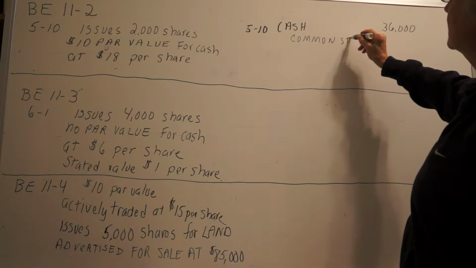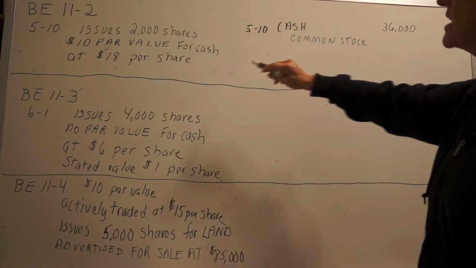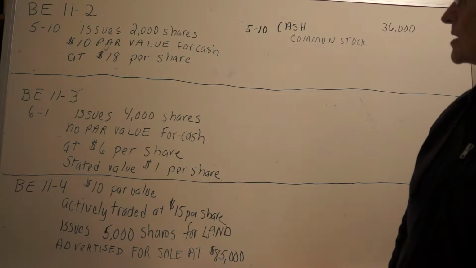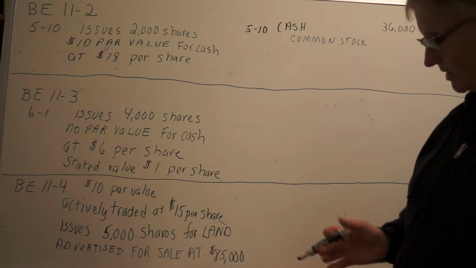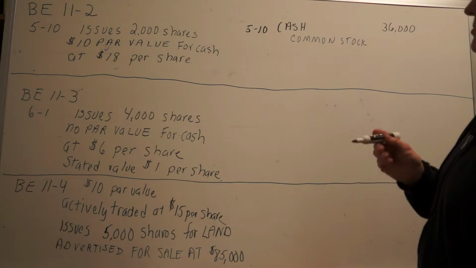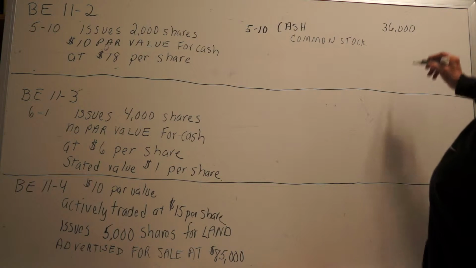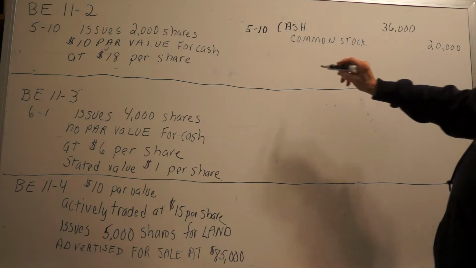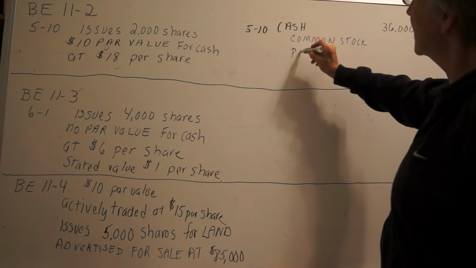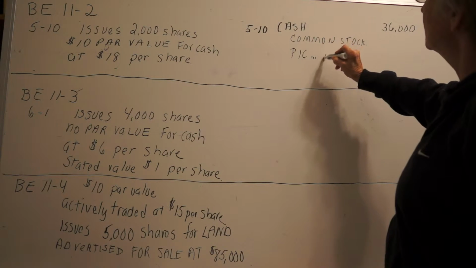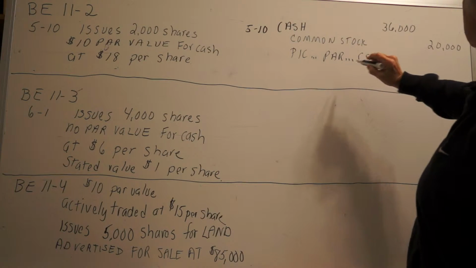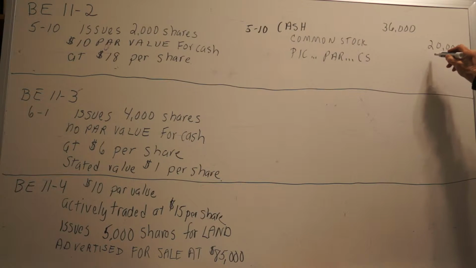and the common stock, you notice, has a par value. So the amount that goes to the common stock is going to be the number of shares issued times the par value of the stock. So that would be the 2,000 times 10, or $20,000. And then the rest is going to be our paid in capital in excess of par value on our common stock. And that would be 16,000.